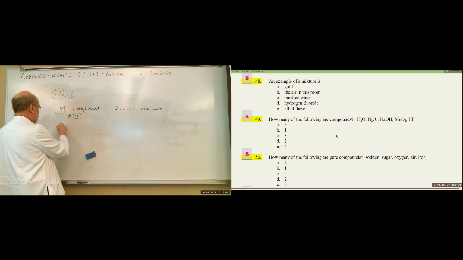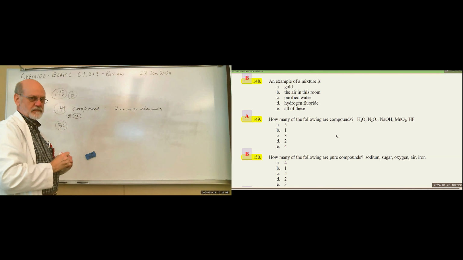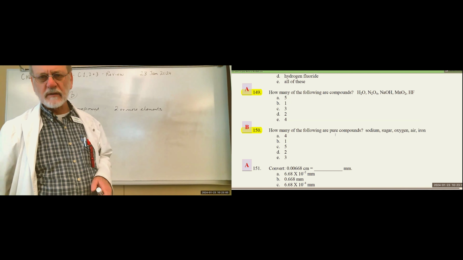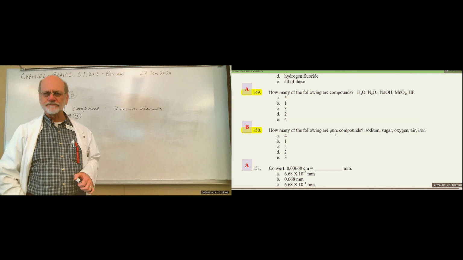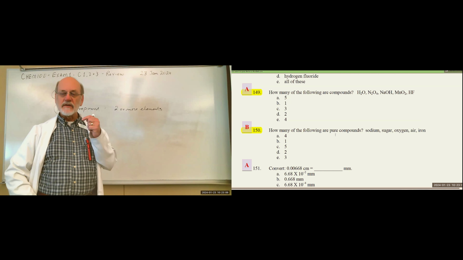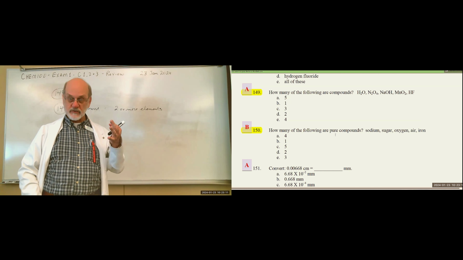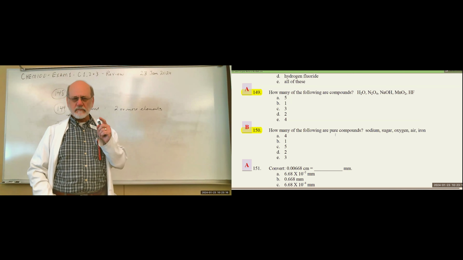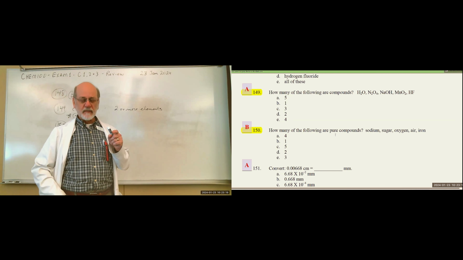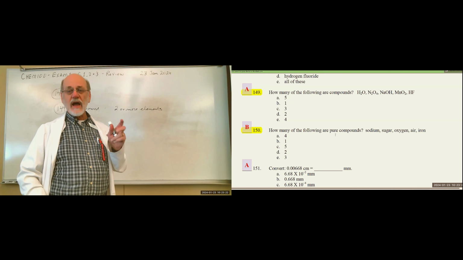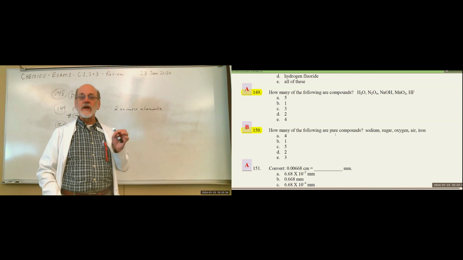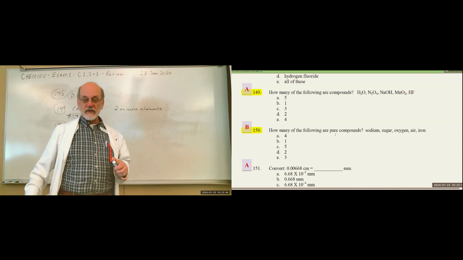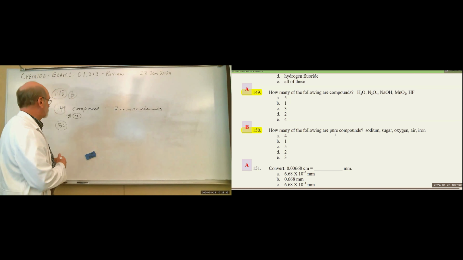Okay. How about 150? How many of the following are pure compounds? Well, sodium is an element. It's not a compound. Sugar is a compound of carbon, hydrogen, and oxygen. That's true. So sugar is there. Oxygen is an element. Air is a mixture. Iron is an element. Those are pure substances, not pure compounds. Sugar is the only pure compound in there. So B is the answer because there's only one.